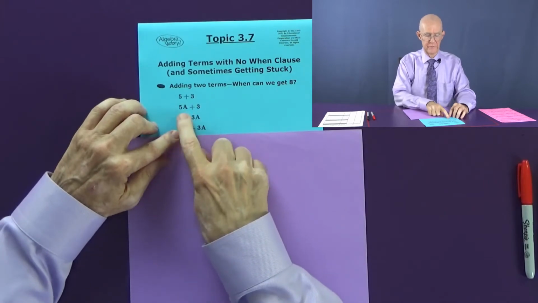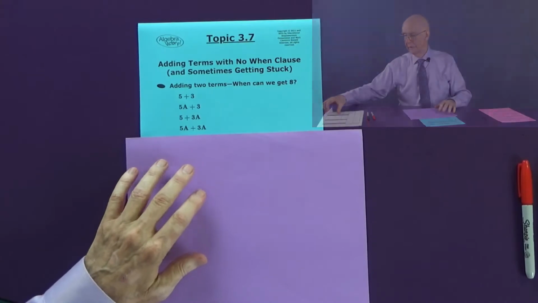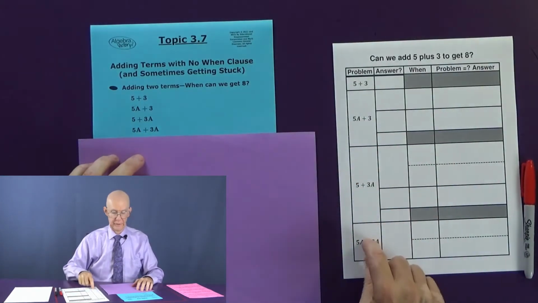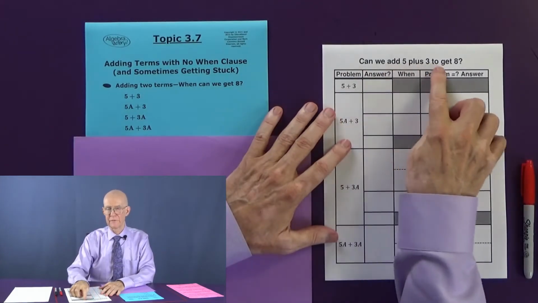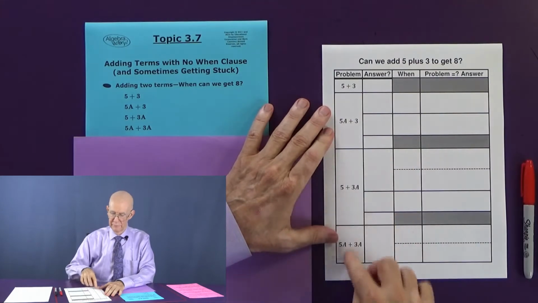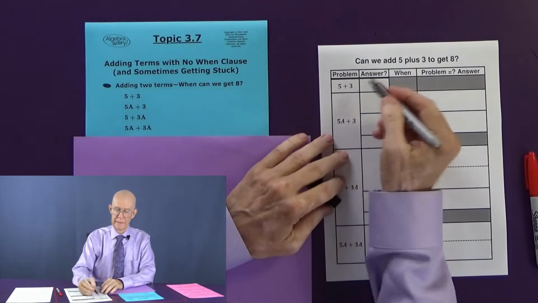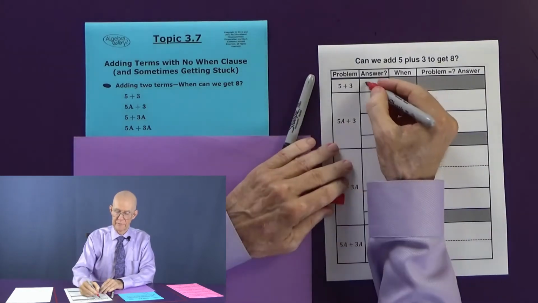This is 5 plus 3, 5a plus 3, 5 plus 3a, and 5a plus 3a. And I have a table here I put together that has these same 4 problems in it. And the question we're asking is, can we add 5 plus 3 to get 8? They all have 5 plus 3 in them, don't they? Can we get 8 or not? Well, in the first one, obviously we can get 8. 5 plus 3 is clearly 8. No question about that.